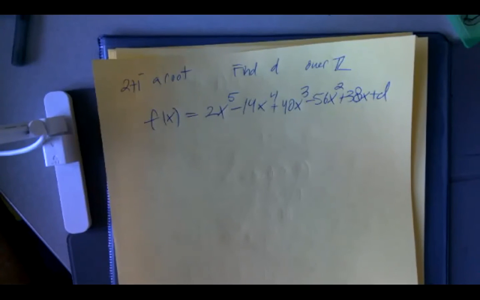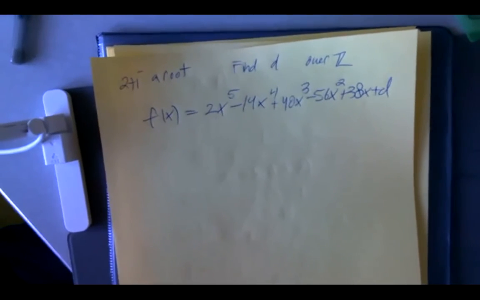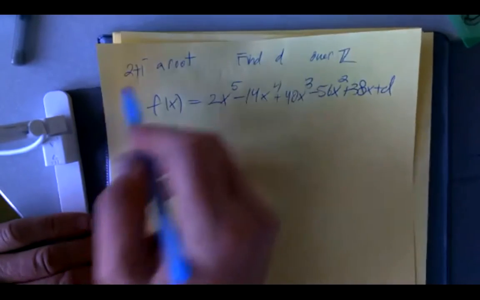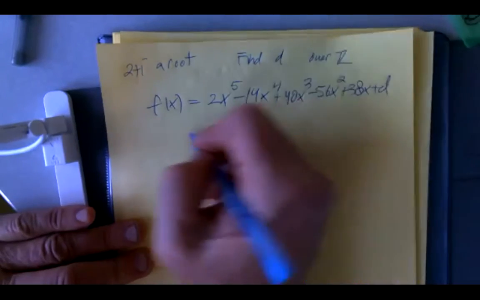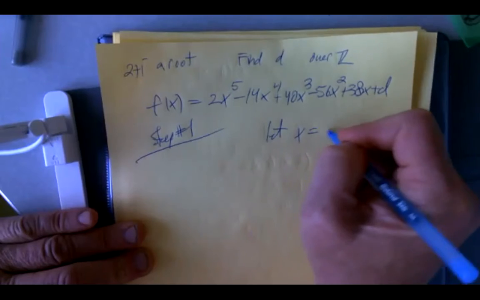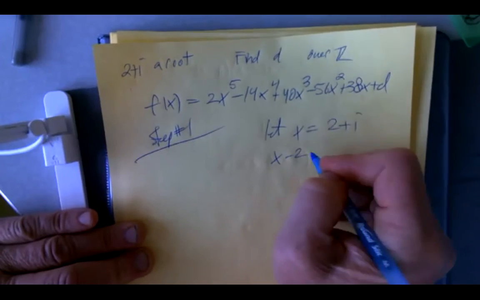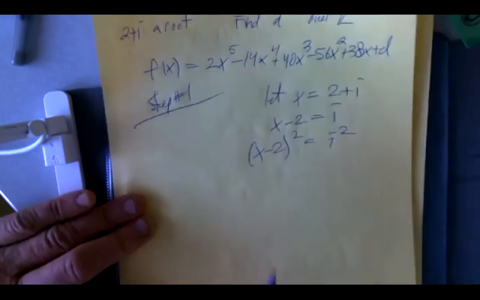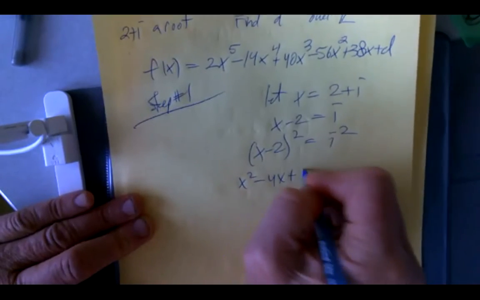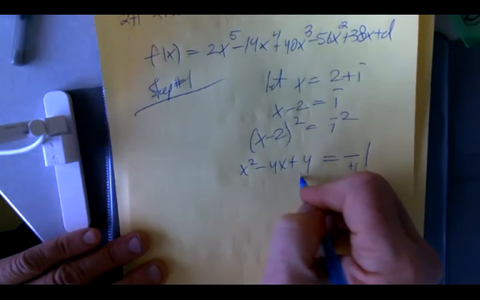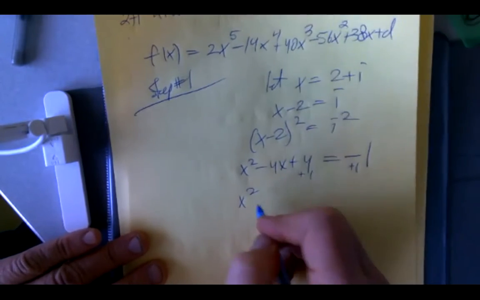So what I do is, you all see my paper, right? Yes, Professor. Okay, so 2 plus i is a root. Step 1, let X equal 2 plus i, X minus 2 equals i, X minus 2 squared equals i squared, which is of course X squared minus 4X plus 4 equals -1. So we just found the trinomial that has that as a root.